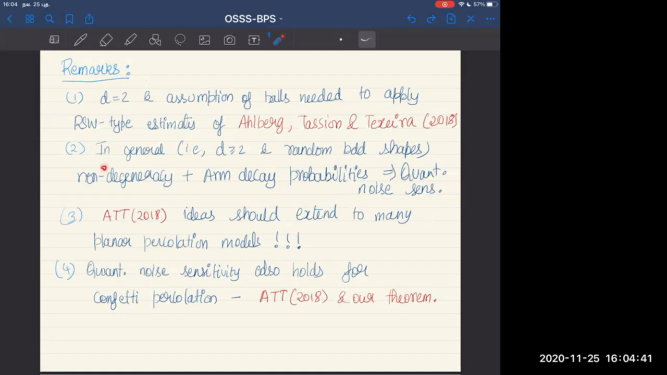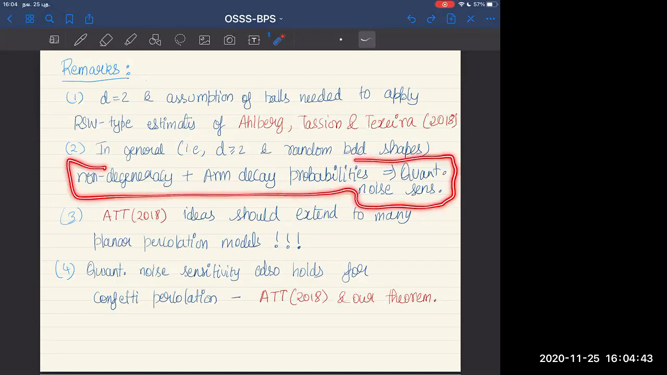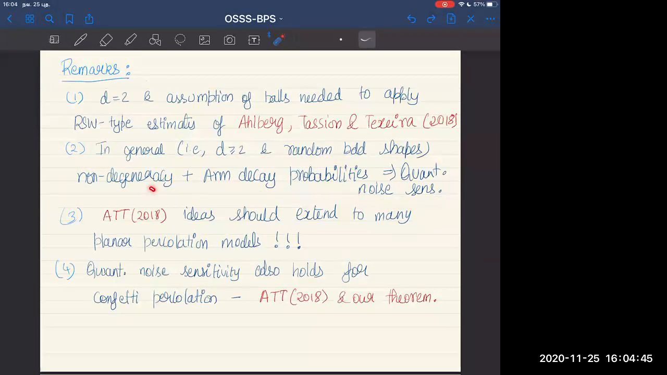Let's skip it. But the key point to note is this: if you can show non-degeneracy plus arm decay probabilities, you can get noise sensitivity by immediately applying our results. Well, what about the stopping set? Can you do it in general? Well, you will see it is not too hard.